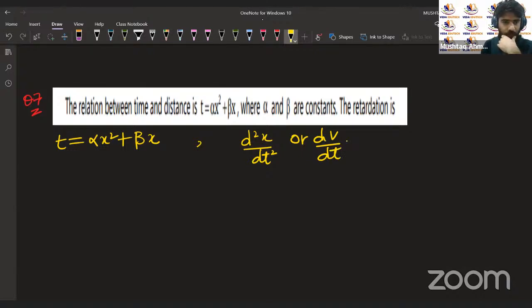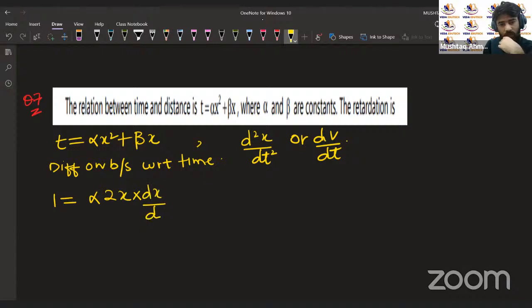So what we can do is differentiate this equation on both sides with respect to time. We'll be taking the time derivative of this equation. So dt/dt will be equal to 1. We'll be left with the differentiation of x² with respect to time, that's going to be 2x into dx/dt, plus the differentiation of beta x, which will be beta dx/dt. So from here, we'll be getting the value of v.